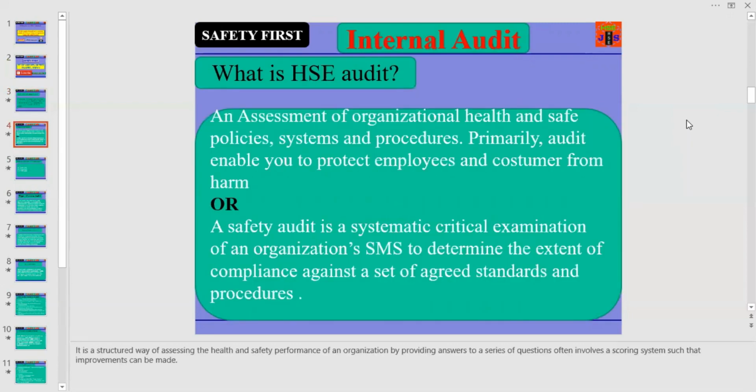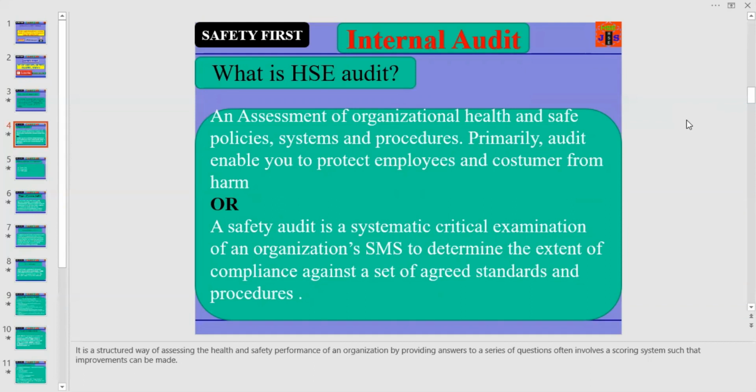Now, let us look what is the definition of HSC audit or safety audit. HSC audit is an assessment of organizational health and safety policies, systems, and procedures. Primarily, audit enables the organization to protect employees and customers from harm.